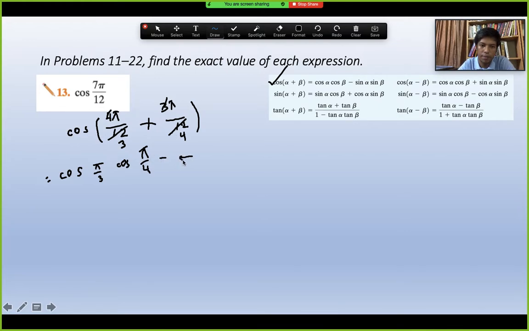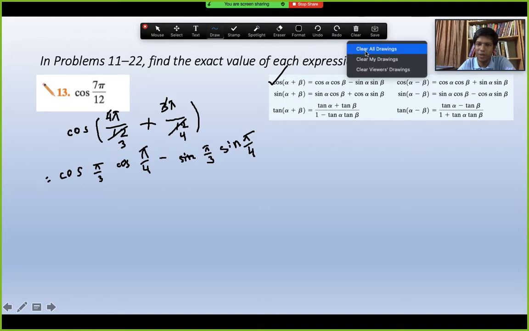Then sine pi by 3, then sine pi by 4. Okay, and now you already know the value. This is pi by 3, that means 60 degree. Cos 60 degree means 1 by 2. This is root 2 by 2. This is sine 60, that means root 3 by 2. This is root 2 by 2. You just put the value and just write one more line that you have seen.